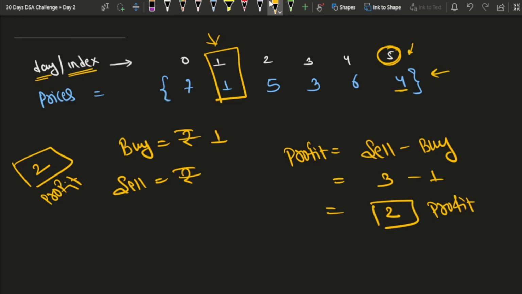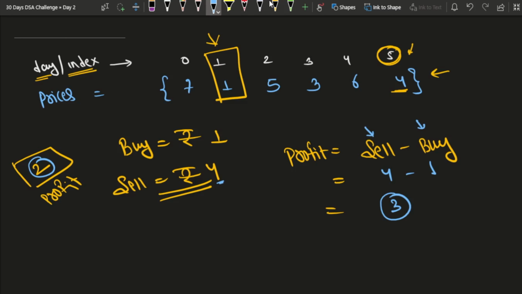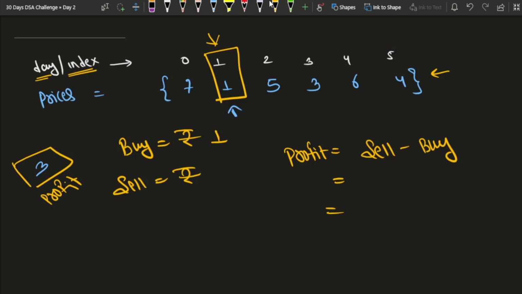It is again greater than what we had calculated for profit previously. Previously the value of profit was 2, but now we got another good profit, a more maximum, better profit. So now we can say that if I buy the stock on day number 1 and sell the stock on day number 5, sorry, then I'll make a profit of 3 rupees. Is it the maximum profit? No, it is not the maximum profit. So let's choose any other day to sell the stock.